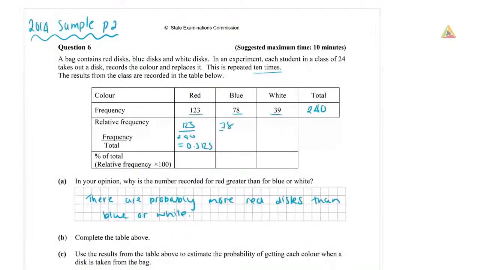Next one is 78 out of 240. Put that straight into the calculator and you get 0.325. Next we have 39 divided by 240. Put that straight into the calculator and you get 0.1625. Now to get the percentage of the total frequency, you just multiply the decimal by 100. So that's 51.25, 32.5, and finally 16.25.